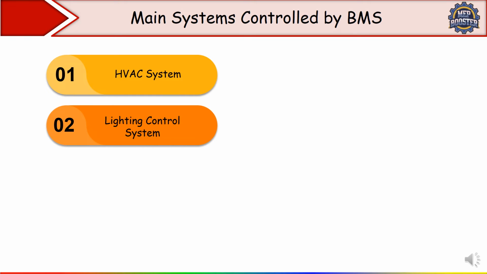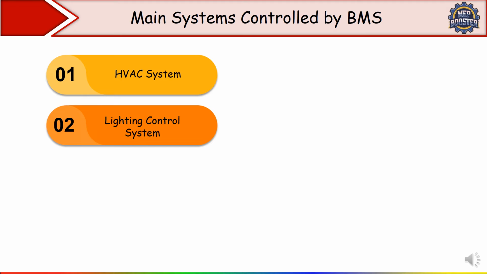The second one is the lighting control system. Here the controlled elements are interior and exterior lighting zones, motion and occupancy sensors, daylight sensors, timers, dimming controls, and emergency lighting monitoring. These are the elements controlled by BMS. Normally BMS schedules lighting based on time and occupancy.